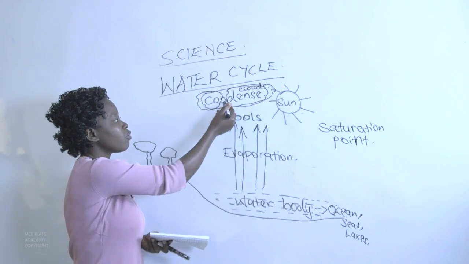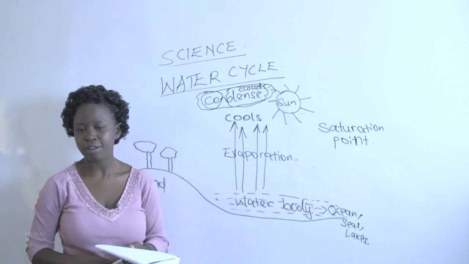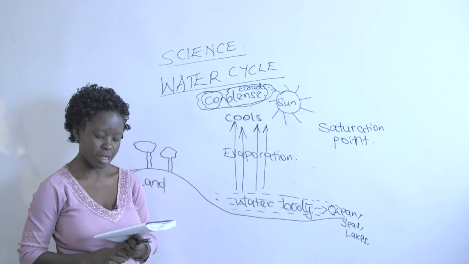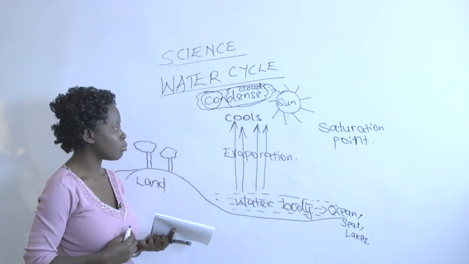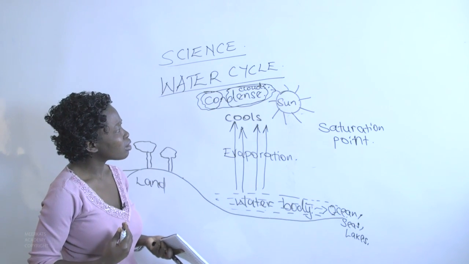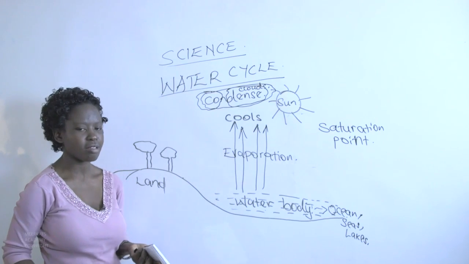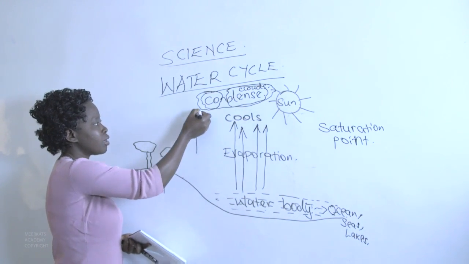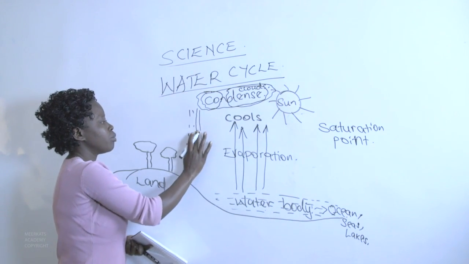So what do we do? If continuous evaporation takes place and the air has reached its saturation point and there is still more condensation taking place, what will happen is the clouds will become very dense and they cannot hold the waters anymore. So what will happen? They will fall as precipitation. So they fall down in form of precipitation.